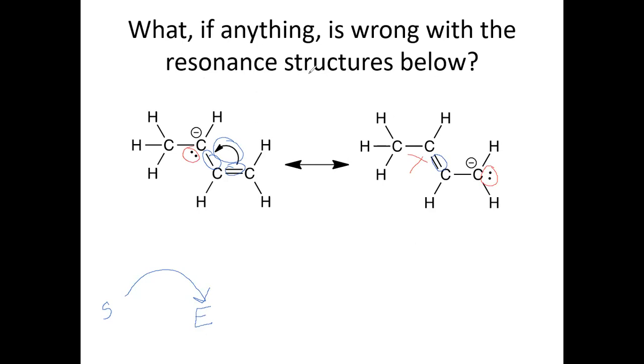This would be a bad arrow, because even though my pi bond moved to the correct place, my electrons literally jumped locations. It went from a lone pair on one carbon to 2 carbons away. So my arrow is wrong.